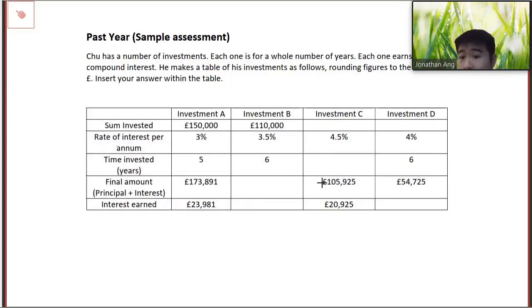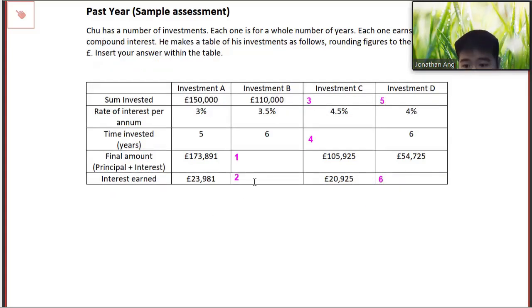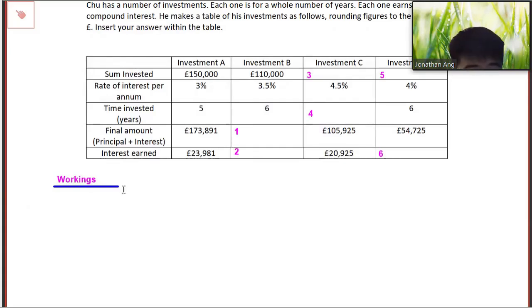This could also be a question asking you to fill in the blanks. So let's do one by one. We start from here. Let's label them: this is 1, this is 2, this is 3, this is number 4, this is number 5, and this is the last one, number 6. We label them first. Now, then you do the workings, because we need workings to find that.